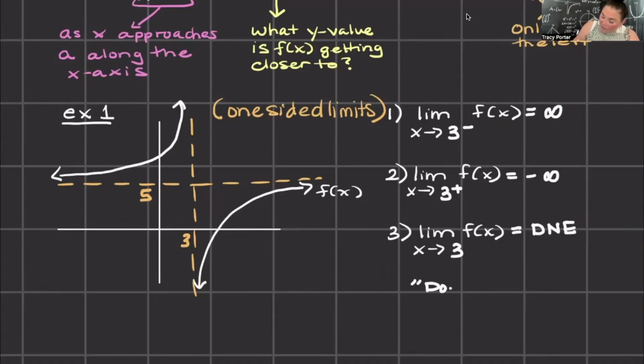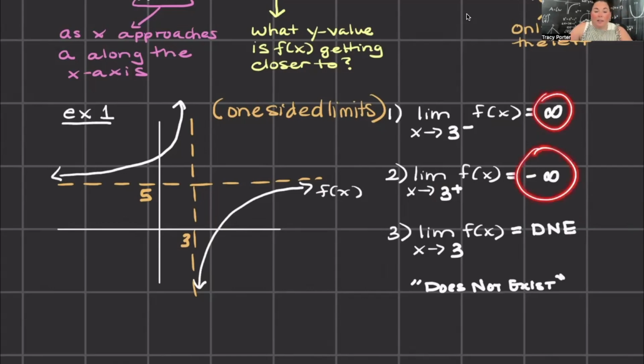DNE is does not exist, since these are not approaching the same direction. But both of them will indicate here that you have a vertical asymptote, right? We have a vertical asymptote.